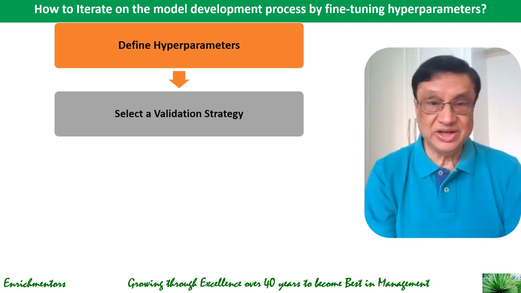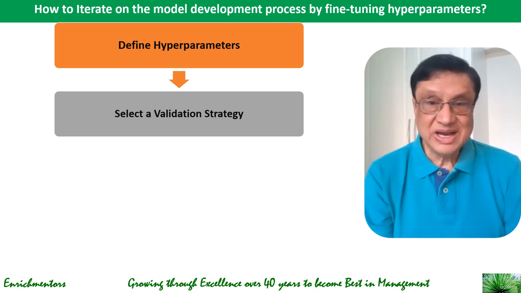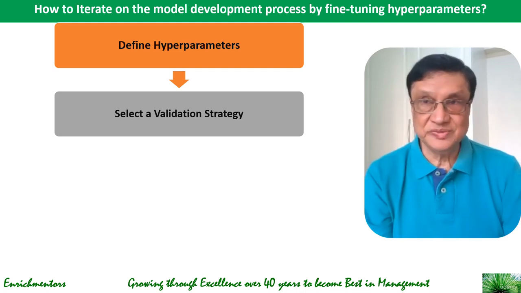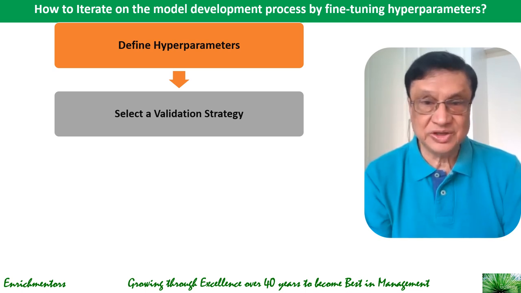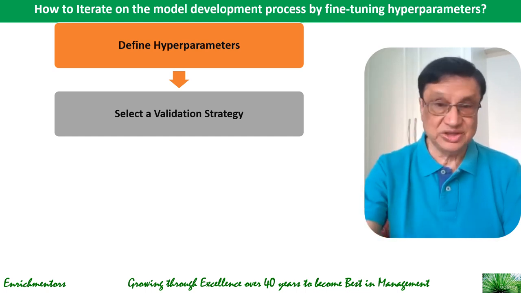Then you choose a validation strategy to evaluate the performance of different hyperparameter configurations. You can use many hyperparameters in different configurations, so you need a validation strategy. Your options include simple holdout validation, k-fold cross validation, or more advanced techniques like nested cross validation, etc. So you select a validation strategy with that.